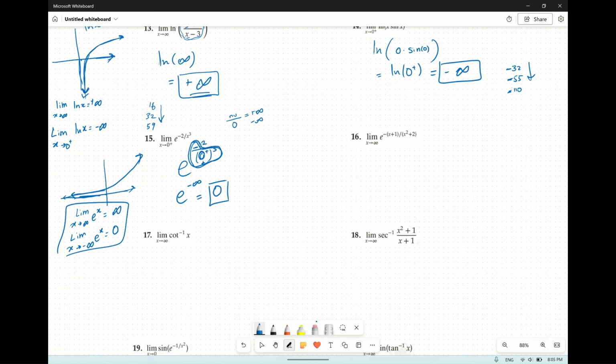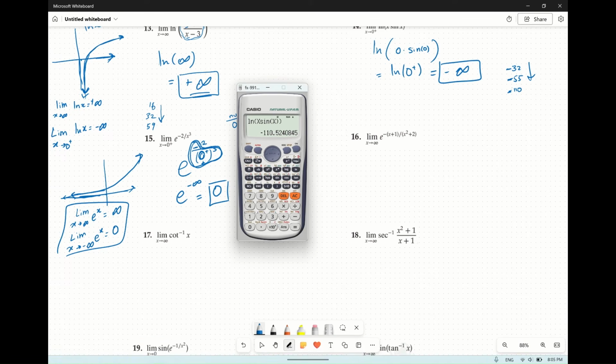Again, on my calculator, I will write the function. So here we have e to the power minus 2 over x cubed. Shift calculate, 0 from the right, that is 0.000001. Put equal. What do you get as the answer? You get the answer to be 0. Again, when you get 1 times 10 to the power of a negative large number, this means 0. That's it.